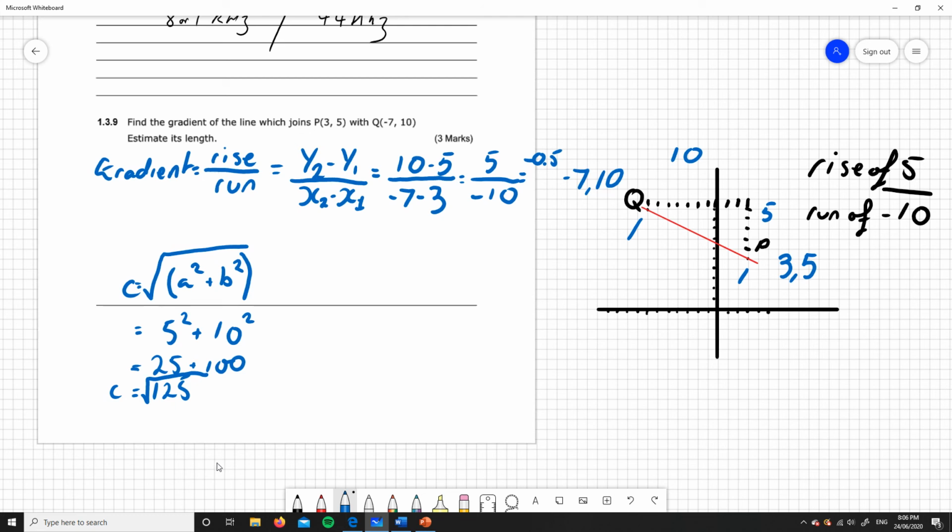The closest I can think of that I know the figure to would be 11. So 11 is going to be 121 if I square that, and 125 is just going to be ever so slightly more than that. Considering the question there is to estimate, we'll just estimate that at approximately 11 units.